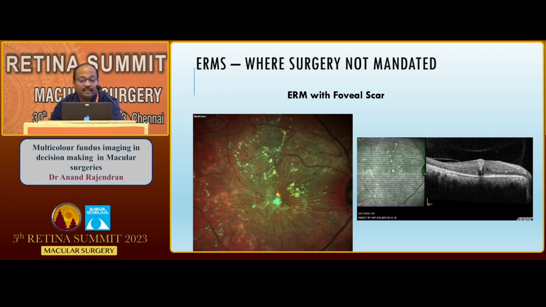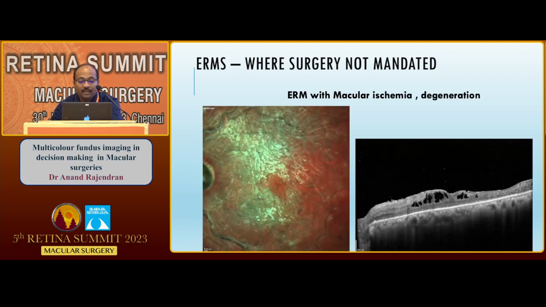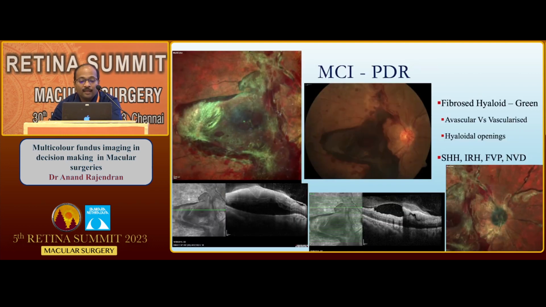You can see here an ERM with a foveal scar, that yellowish-green central location, and you know instinctively that if you try to peel this very aggressively, you could end up ripping up that fovea. Also, you can see that it shows up ERM with macular ischemia. You can see the vascular sclerosis temporally and the degeneration.